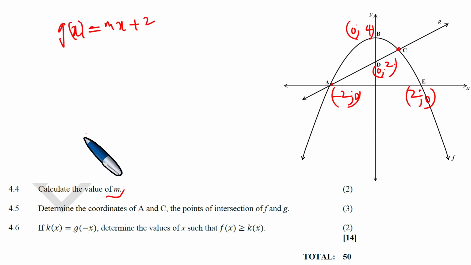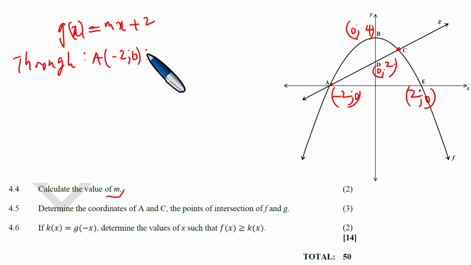Right, so g of x equals mx plus 2. Now, that is where the m appears. So you need to take a point that is on the graph. So the graph G passes through a point. Take one of the points, like A, whose coordinates you know, or D. Let's just pick A, with the coordinates minus 2 and 0.